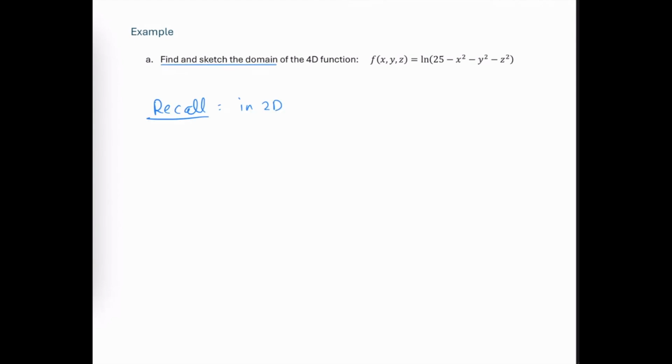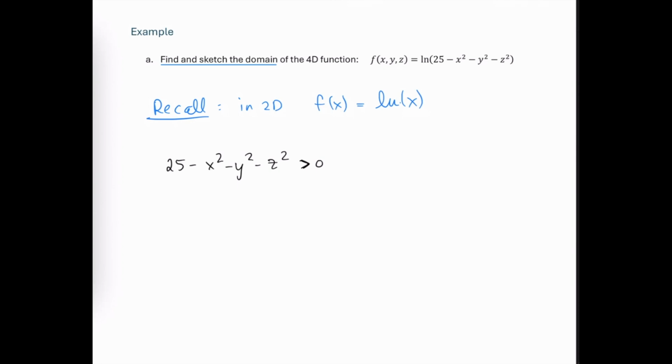domain. Let's recall for a moment how we treat the ln of x function when we are in 2 dimensions and what its domain is. Remember, the argument of a logarithm has to be greater than 0, and so this argument inside here would need to be set greater than but not equal to 0. So we take 25 minus x squared minus y squared minus z squared, set that greater than 0, and we'll figure out who are the ordered triples that solve this inequality.